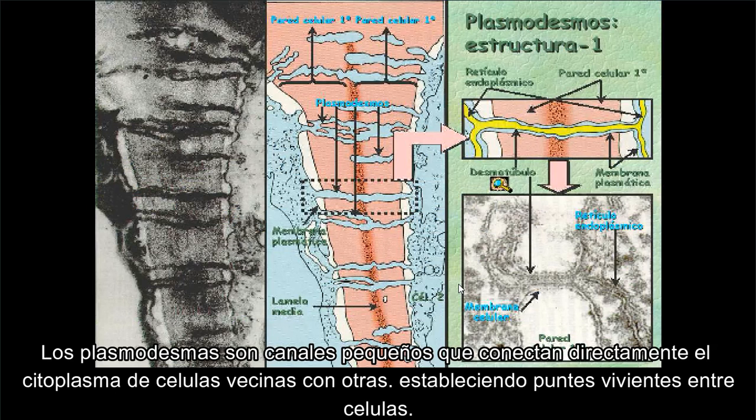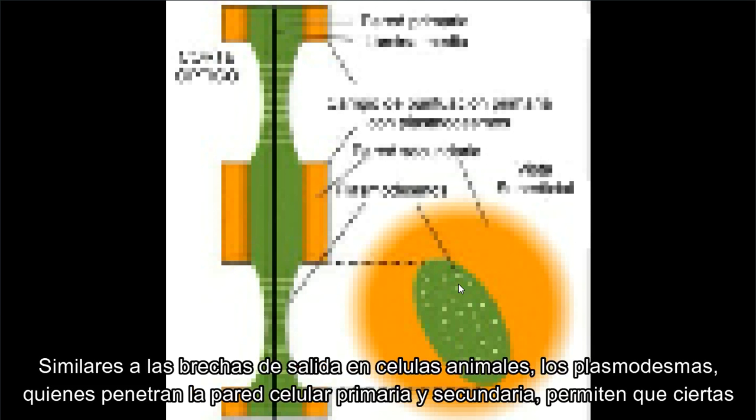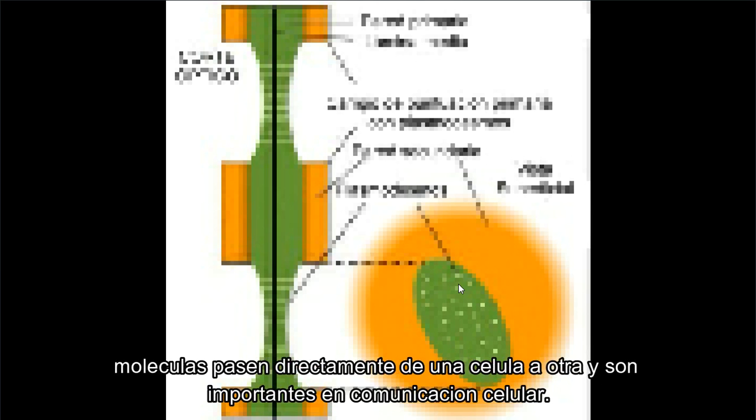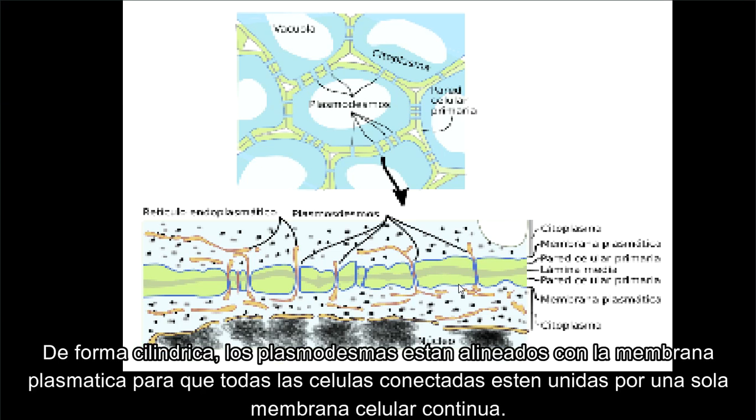What are plasmodesmata? Plasmodesmata are small channels that directly connect the cytoplasm of neighboring plant cells to each other, establishing living bridges between cells. Similar to the gap junctions found in animal cells, the plasmodesmata, which penetrate both the primary and secondary cell walls, allow certain molecules to pass directly from one cell to another, and are important in cellular communication. Somewhat cylindrical in shape, plasmodesmata are lined with the plasma membrane, so all connected cells are united through essentially one continuous cell membrane.